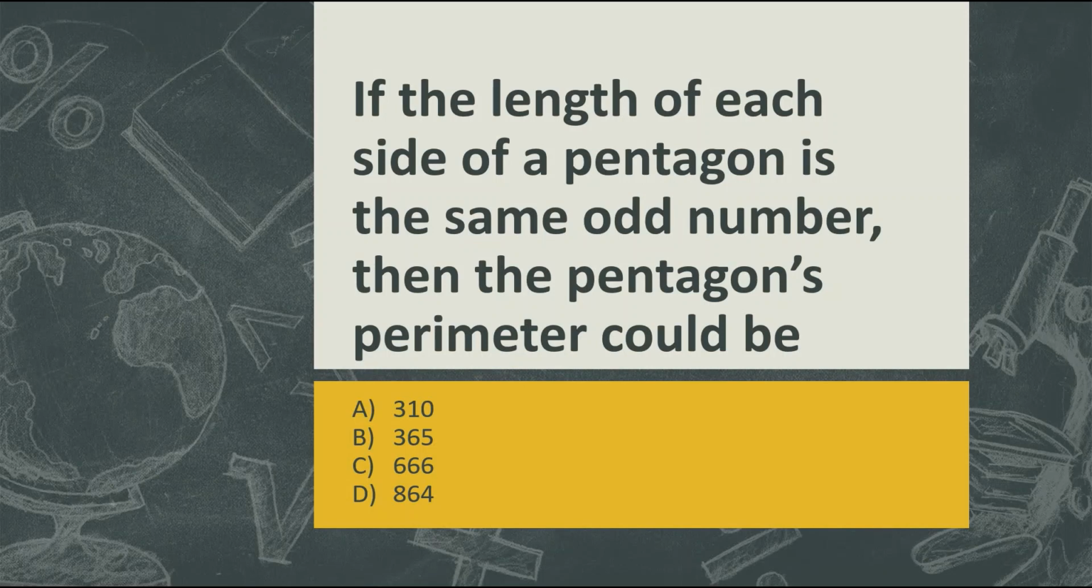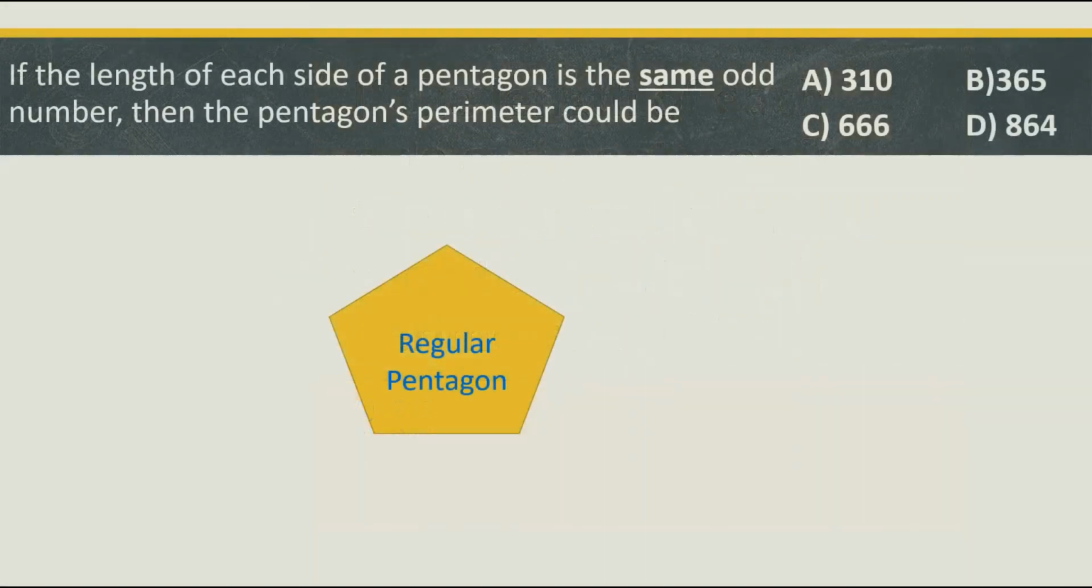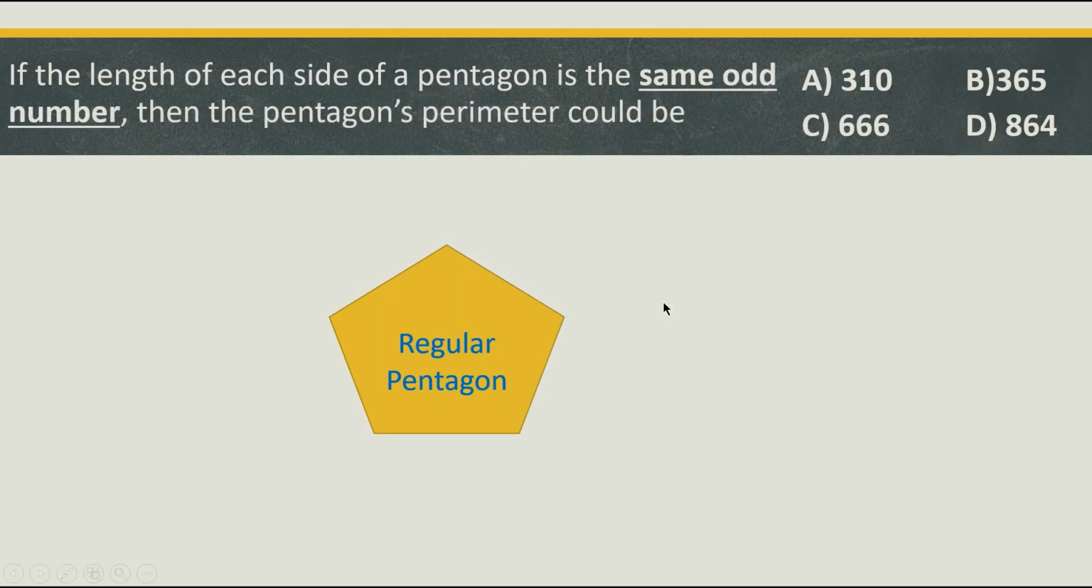Anytime you solve a word problem, all you're going to look for is the keywords. If you look at the first clue, they have given that each side is the same, so that means it's a regular pentagon. So that's our first clue.